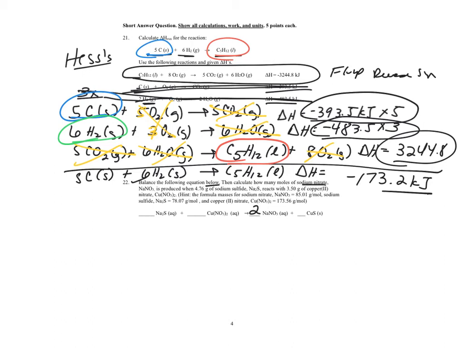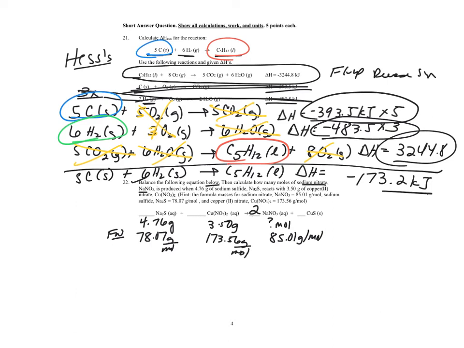Calculate how many moles of sodium nitrate. Okay, so we want to know how many moles of this are produced when 4.76 grams of sodium sulfide reacts with 3.50 grams of copper nitrate. And then we also have the formula masses: sodium nitrate is 85.01 gram per mole, sodium sulfide is 78.07, and copper nitrate is 173.56. Okay, so we have all the information.